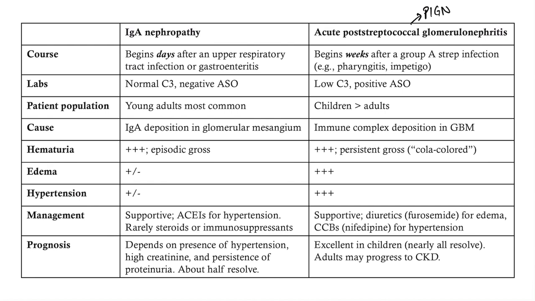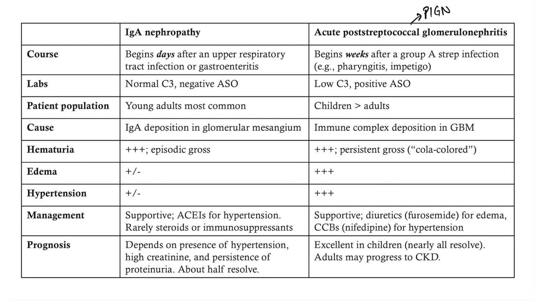Now, the patient population will also give you a clue. So with IgA nephropathy, it's commonly teenagers to young adults, like in their 30s. Whereas with PSGN, it tends to be prepubescent children. Now, can it happen in different ages? Of course, but that will give you a hint on your exam question. So I would remember that.